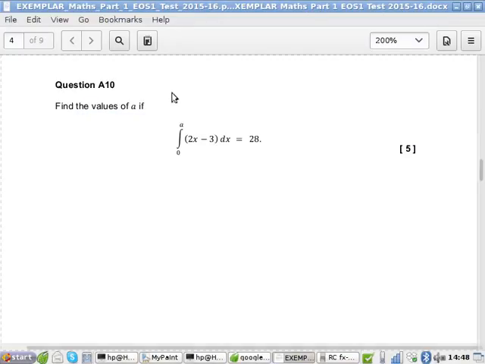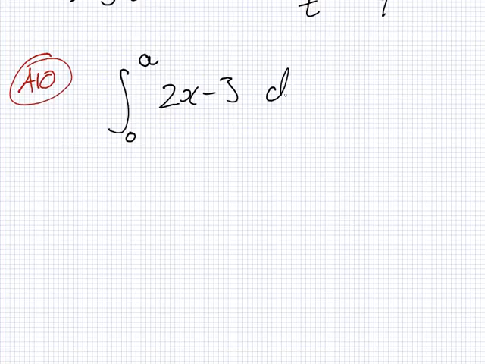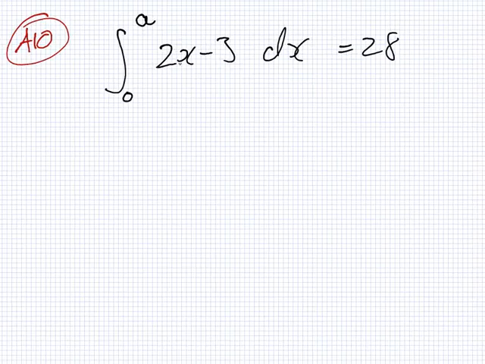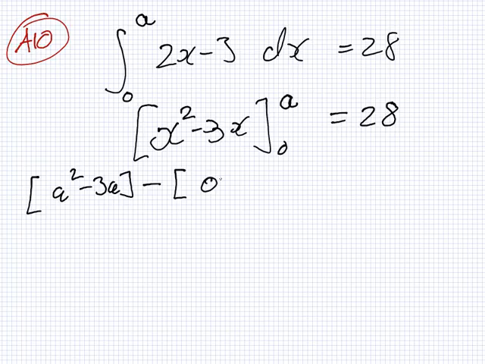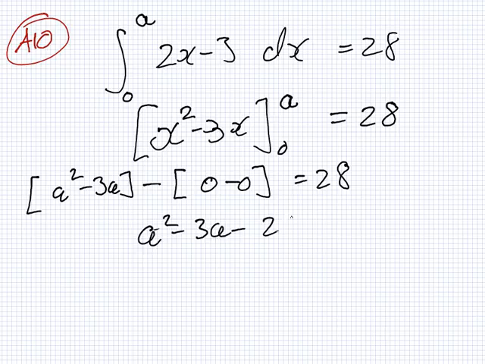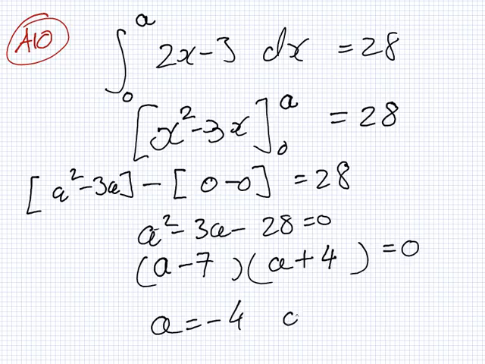The integral from 0 to a of 2x minus 3 dx equals 28. So here we want to find a. Well, we know that this integrates to x squared minus 3x. We don't have to write the plus c in this case. 0 to a, that should equal 28. So that means a squared minus 3a minus 0 minus 0 equals 28. So a squared minus 3a minus 28 equals 0. Actually, this isn't too bad, is it? a minus 7, a plus 4. So a is 7 or minus 4. And how many marks? 5 marks. It's okay, I think.